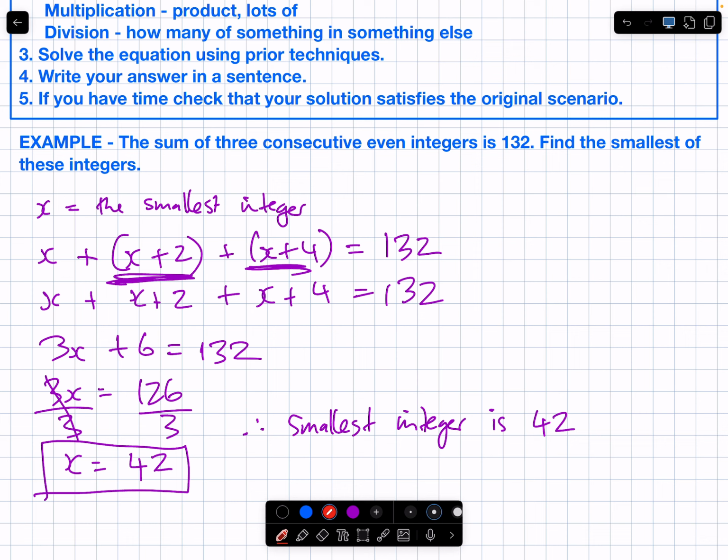So if my smallest number is 42, what's the next even number after 42? What's the next even number after that? 46, 44, 42, 6, 10, 12, 1, 4 times 3, 12, 13. Is that a true statement? You can check whether you're going to get 100% for your test if it all agrees.